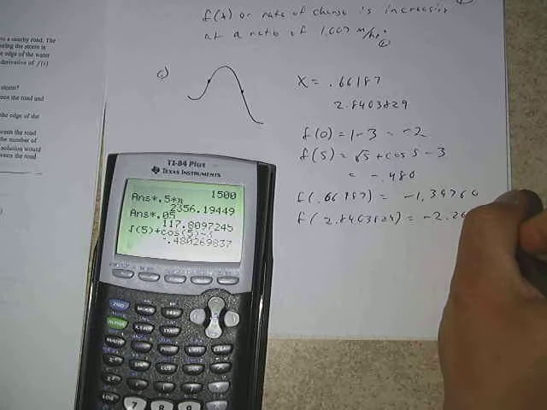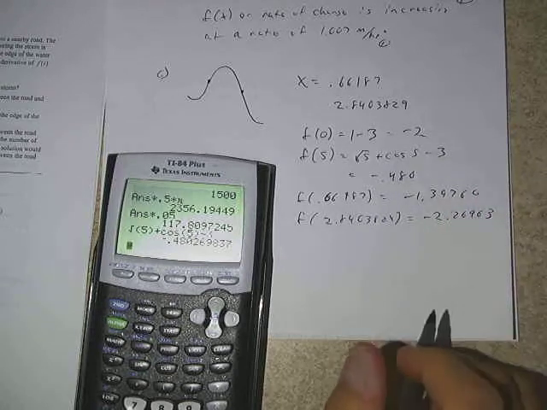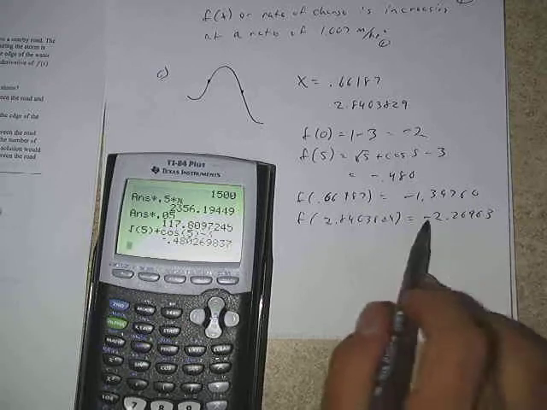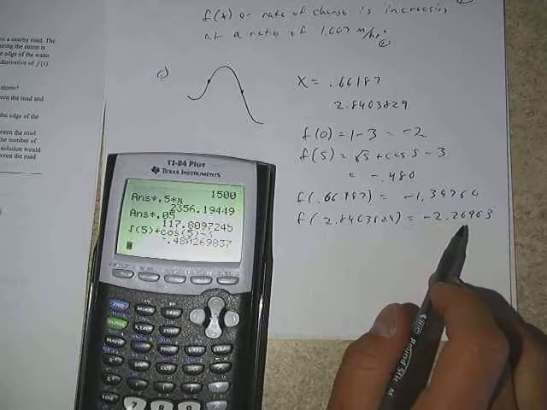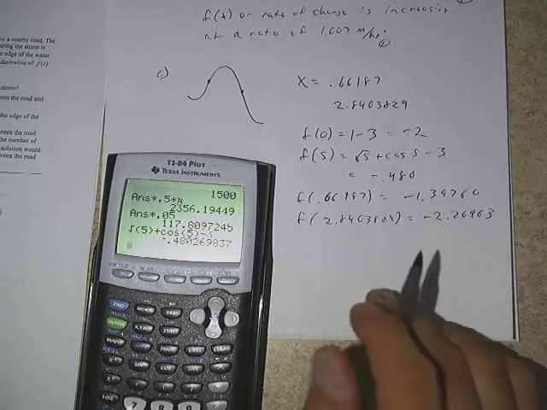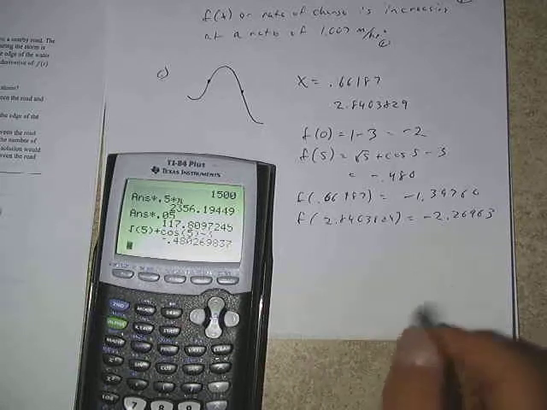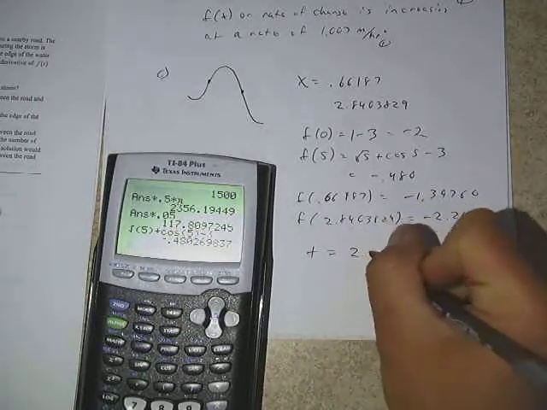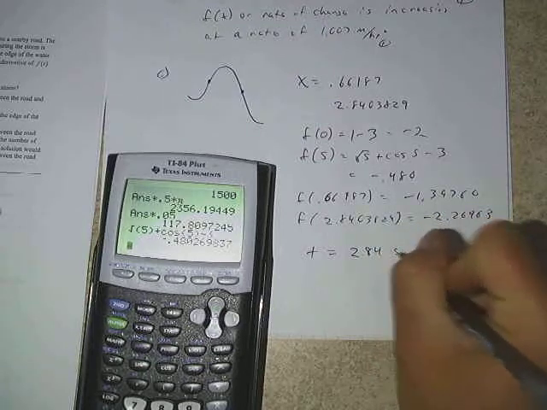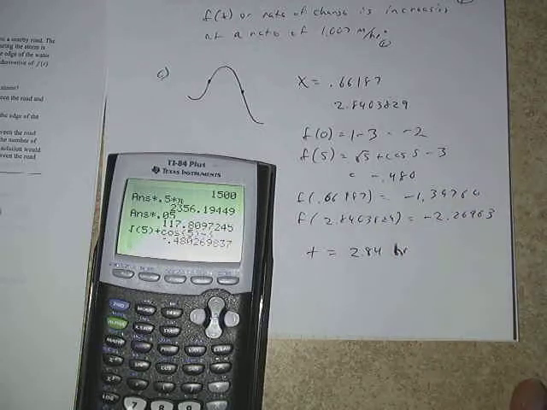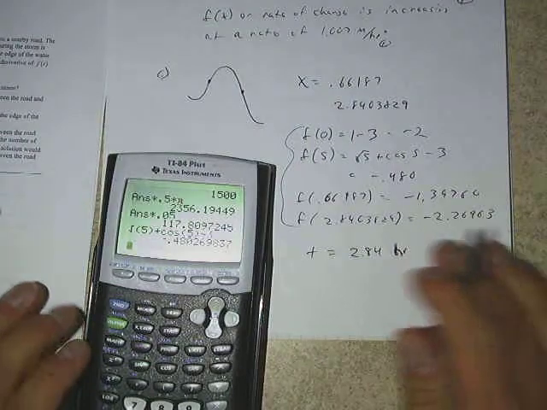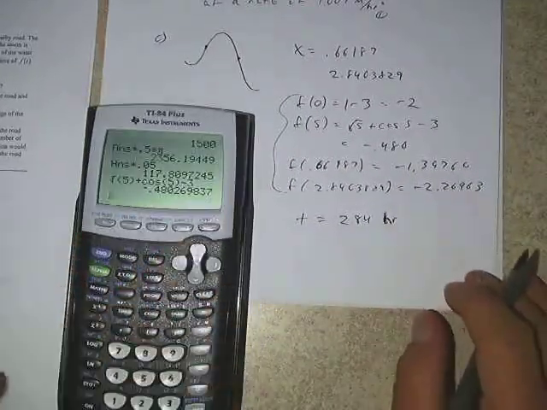And then if we do our other two candidates, we do 0.66187 and 2.8403829. Turns out if we put that into the f function, we get negative 1.39760. So still not more than negative 2 like the left endpoint. And this one, negative 2.26963. So as it turns out, it would be this one. That one is the largest value, if you will.